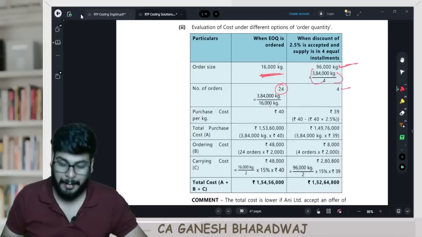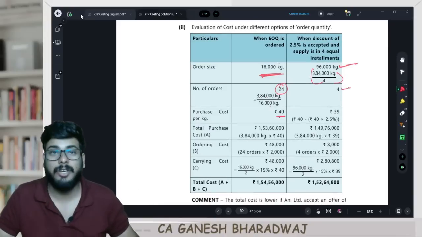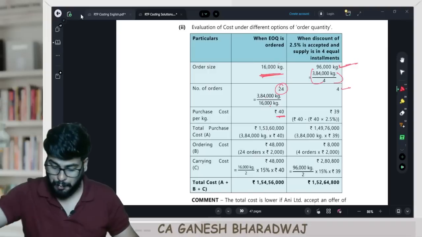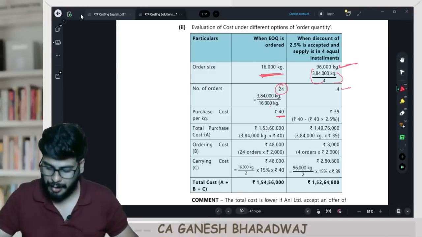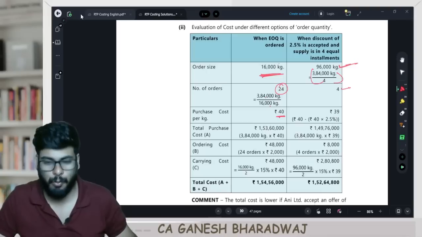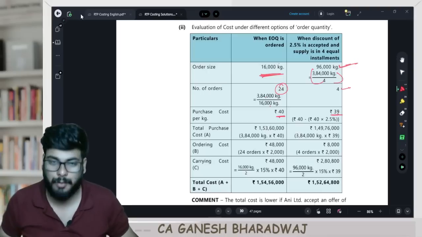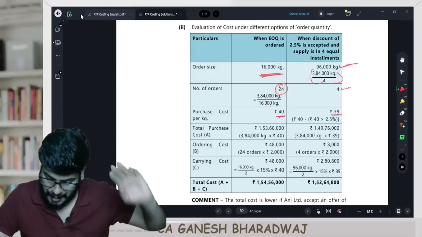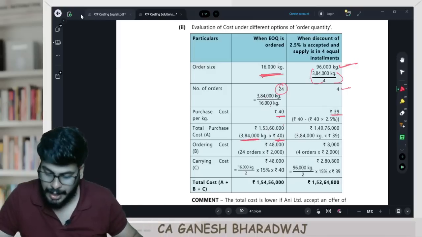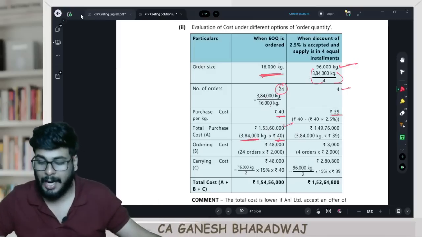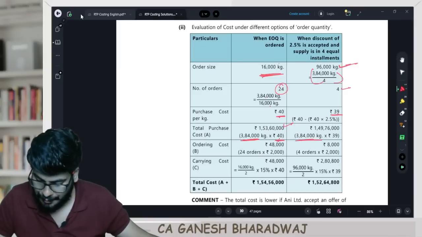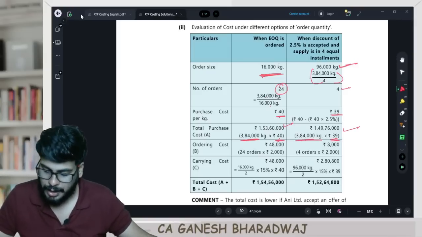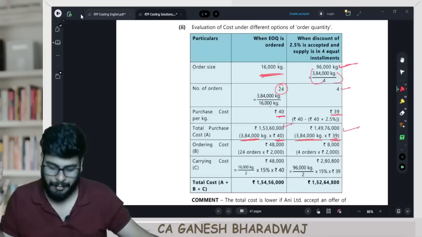Now what is going to be the purchase cost per kg? Currently it is 40 rupees. Under the new plan, they are giving us a discount of 2.5%. 40 minus 40 into 2.5% gives you 39 rupees. The total purchase cost is going to be 3,84,000 kgs into 40 under the EOQ level, and under the new proposed level, it's going to be 3,84,000 into 39 rupees. That's going to be 1,49 lakhs and 76,000.